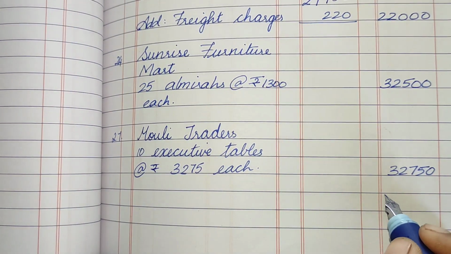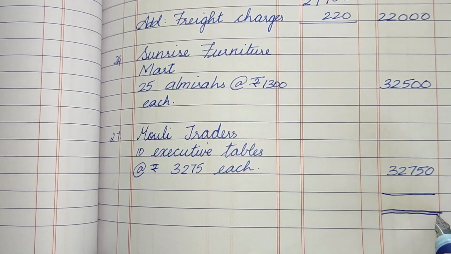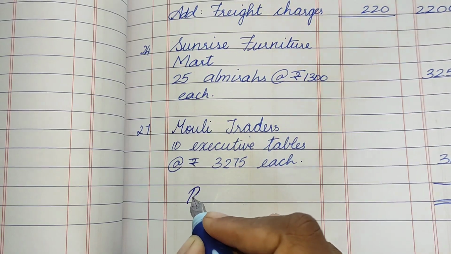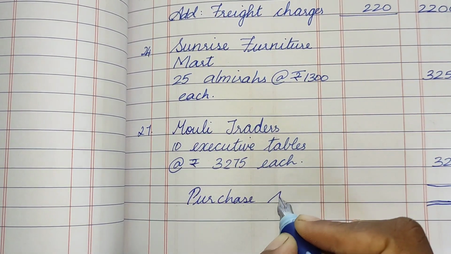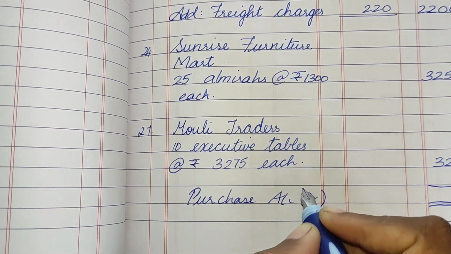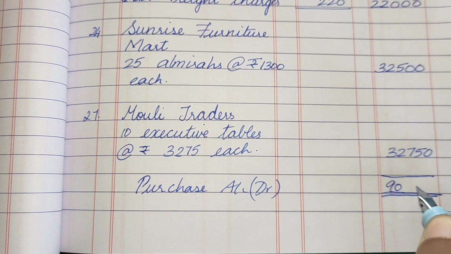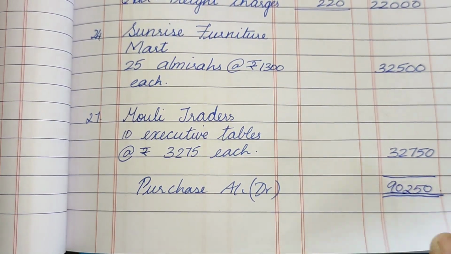With this, all transactions relating to the purchase book are over. So we are going to total up the purchase book, that is we are going to total up the totals column, the outer column, and get the amount for the purchase book. We are going to record it as purchase account which shows debit balance. So the total of the purchase account or the purchase book is 90,250, which will be recorded in the totals column. Next, let's start with the purchase return book.